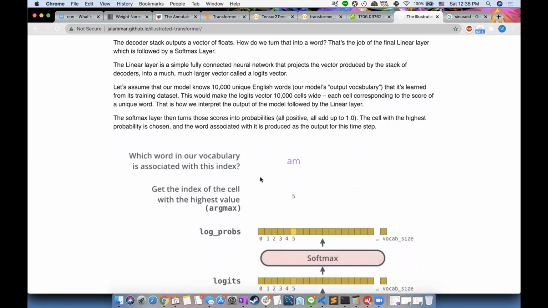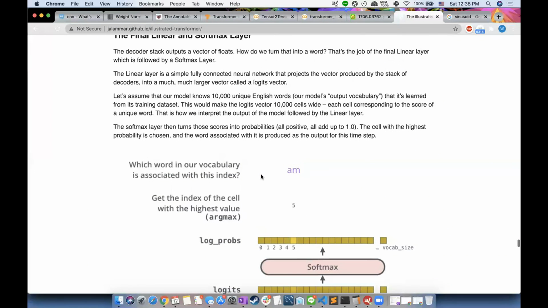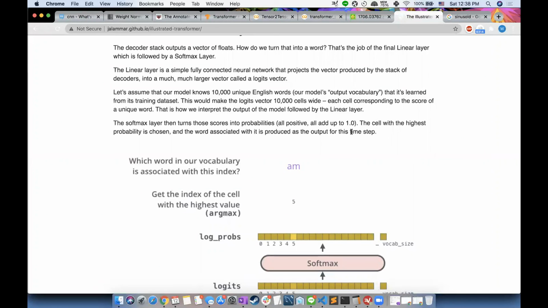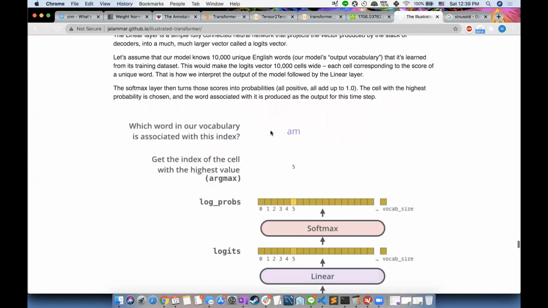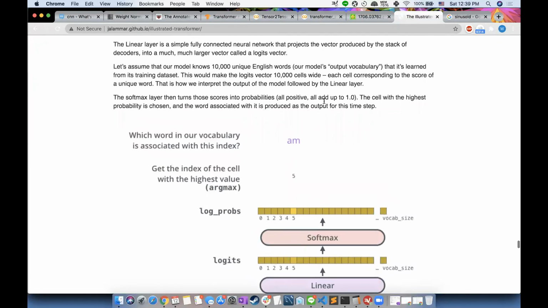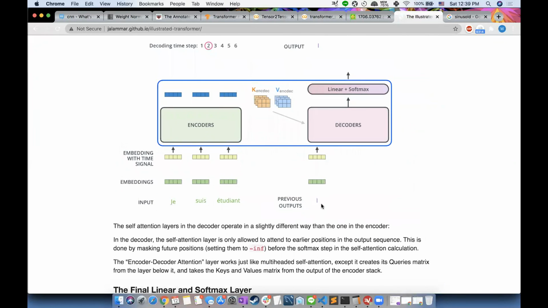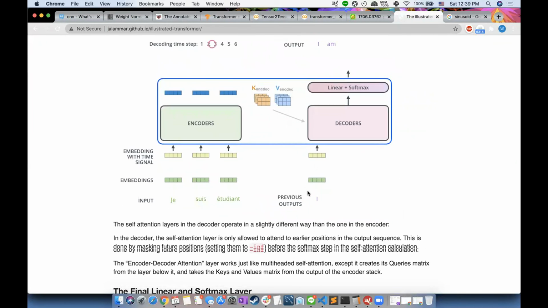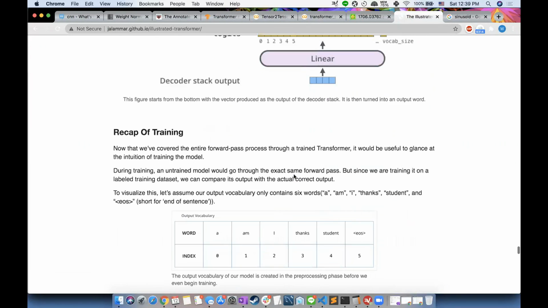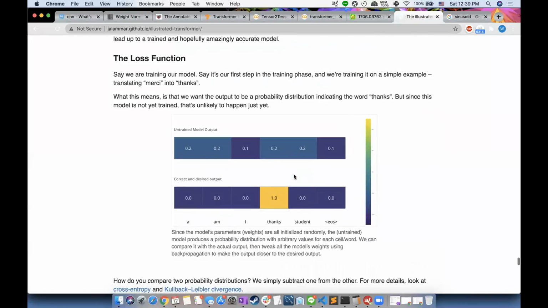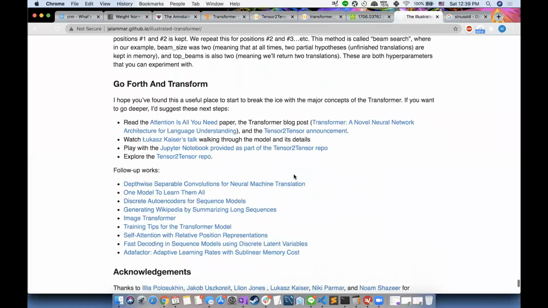This is standard practice for many NLP models. The softmax layer turns these scores into probabilities, just normalizing them to sum to 1. The cell with the highest probability is chosen. So in this case, it's M, so "I am", right? And the word associated with it is produced as the output of the time step. So if your previous step is I, then you output M right here as number 5, because that's the highest probability.